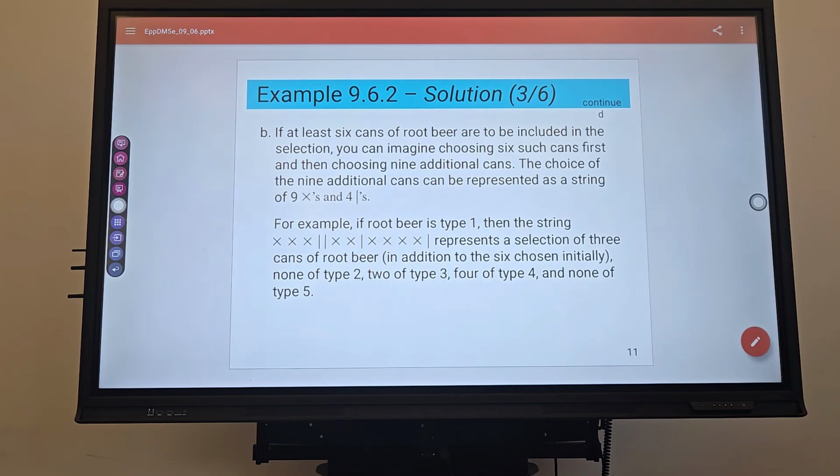If at least 6 cans of root beer are to be included in the selection, you can imagine choosing 6 such cans first, and then choosing 9 additional cans. The choice of the 9 additional cans can be represented as a string of 9 X's and 4 vertical bars. For example, if root beer is type 1, then the string here represents a selection of 3 cans of root beer, in addition to the 6 cans initially chosen. None of type 2, 2 of type 3, 4 of type 4, and none of type 5.